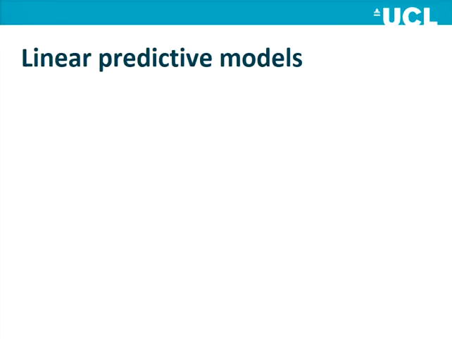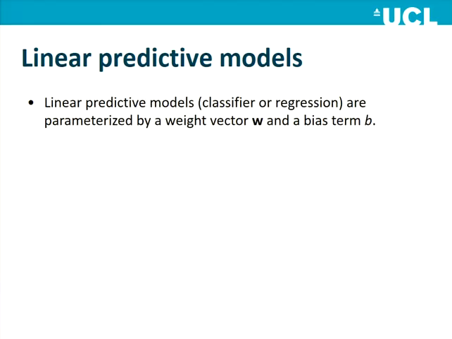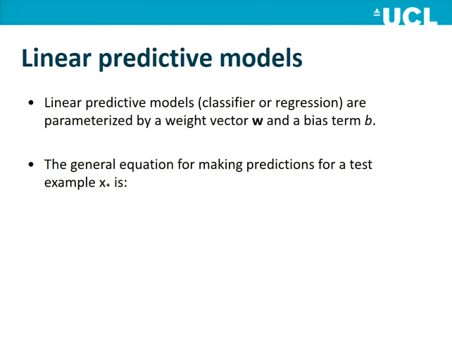And in both cases, what I showed you, I was talking actually about linear predictive models. Linear predictive models, both classification and regression models, are parameterized by a weight vector and a bias term. And actually, these are the parameters that we learn from the training data. And once we learn these parameters, the general equation for making predictions for a test example that I'm representing here as X star is this equation.